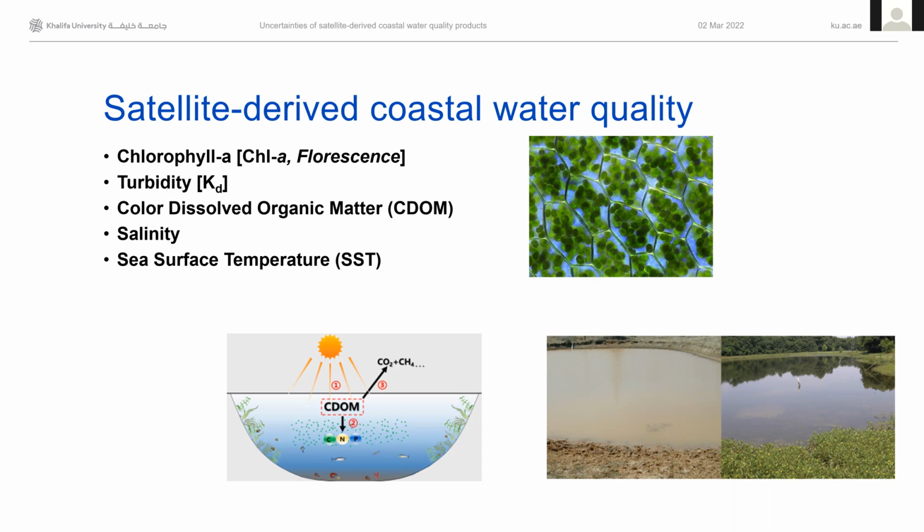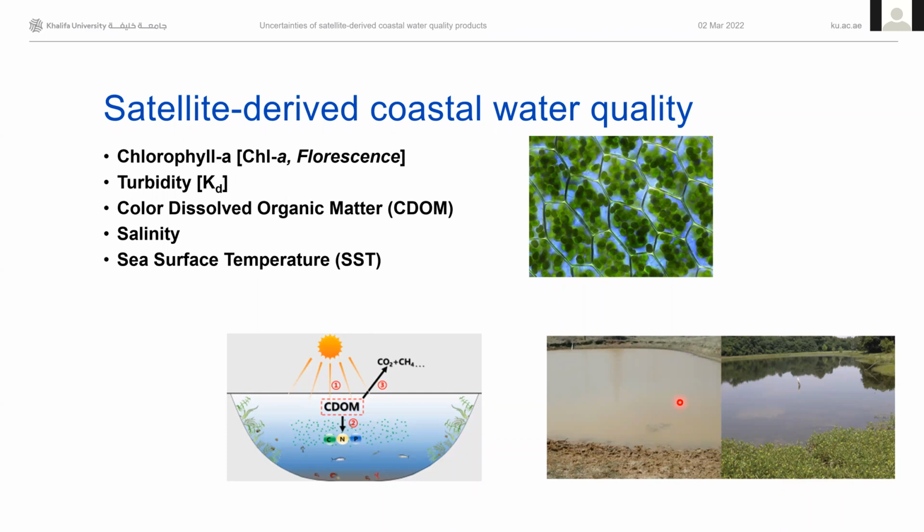The second parameter for water quality could be turbidity. Turbidity refers to the suspended sediments in the water. As you can see here, in this water surface, for example, the turbidity is higher compared to this one, and it could be derived by the satellite using the Kd, which is the attenuation coefficient. If the attenuation coefficient is high, it means that we have less turbidity, and if it is low, we have high turbidity, because the attenuation coefficient is basically the depth to which light can penetrate into the water.